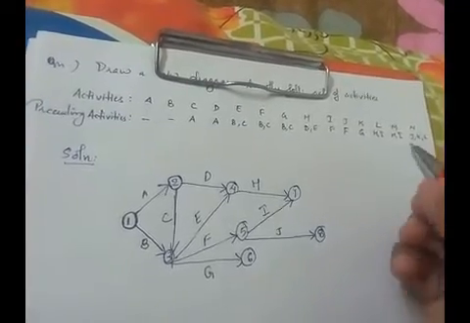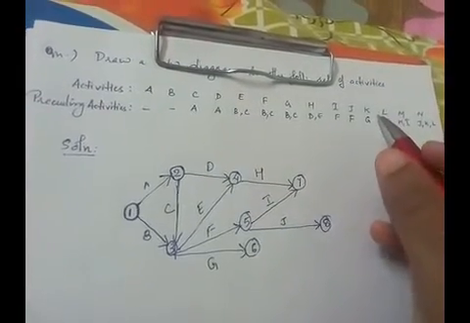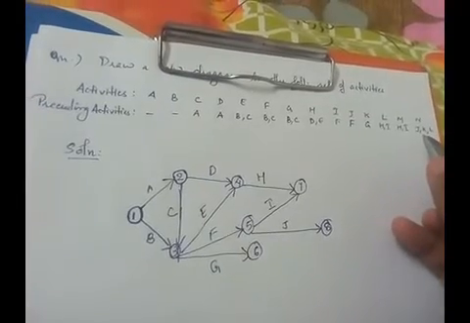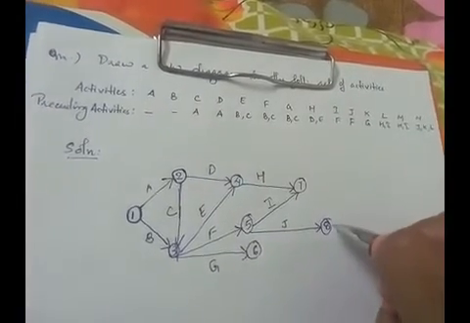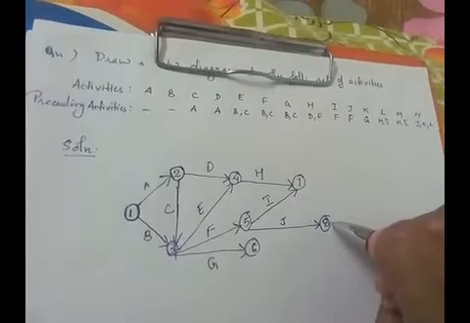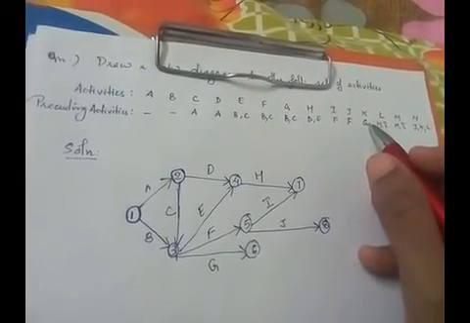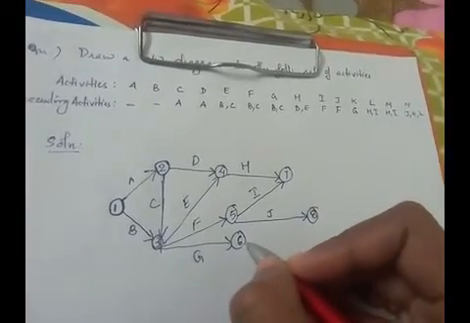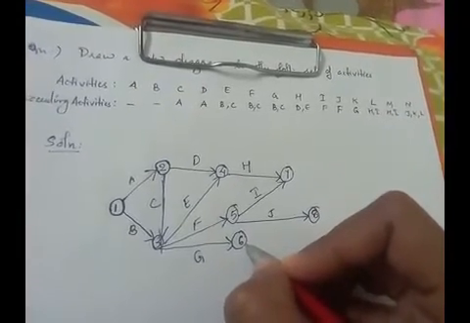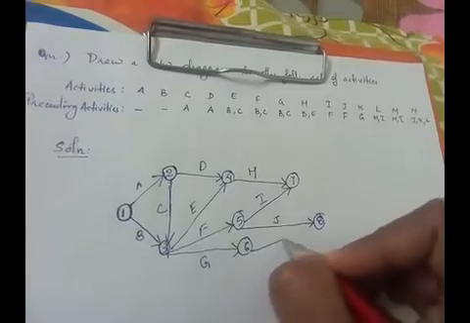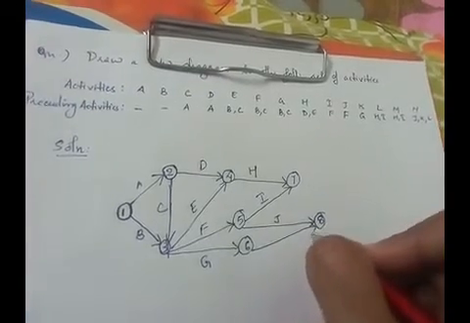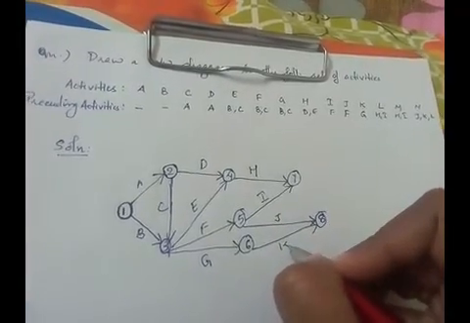Now in the case of K, K is associated with J, so K should end at the event where J ended, but it should begin at the event from where G has ended, right? So G has ended at 6, so K should start from 6 and end at J. So K should be drawn like this.